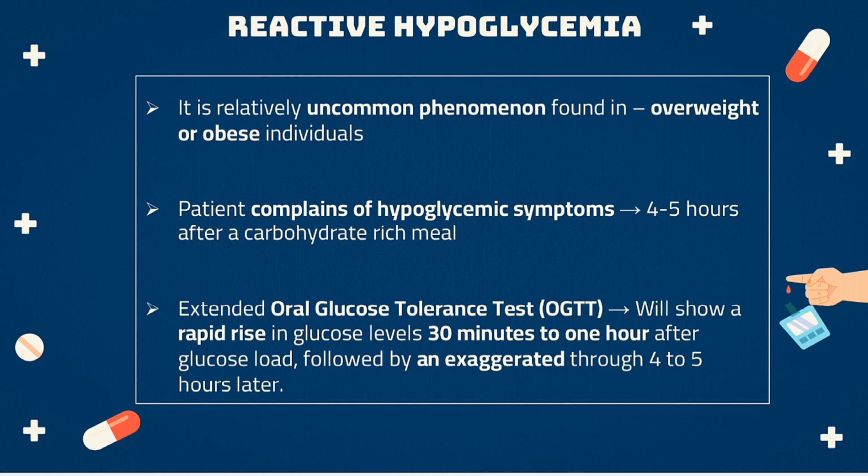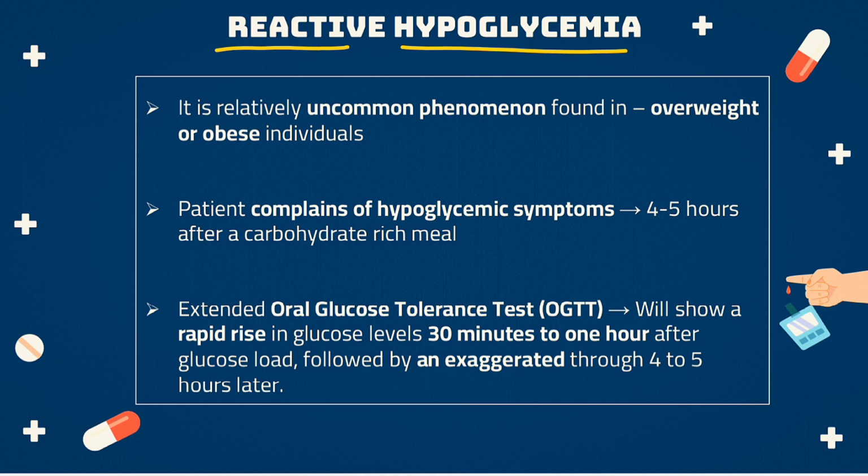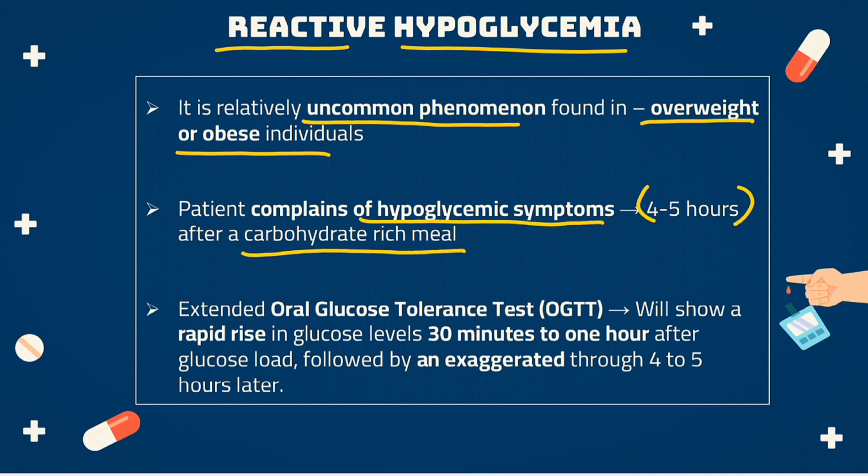Let's discuss another condition known as reactive hypoglycemia. This reactive hypoglycemia is a very uncommon phenomenon which is seen in overweight and obese individuals. In this condition, the patient complains of hypoglycemic symptoms, and these symptoms develop 4 to 5 hours after consumption of a carbohydrate rich meal. When we do the oral glucose tolerance test in such an individual, we find that there is a rapid rise in glucose level 30 minutes to 1 hour after the glucose load. However, the glucose level starts falling 4 to 5 hours after the consumption of carbohydrate.